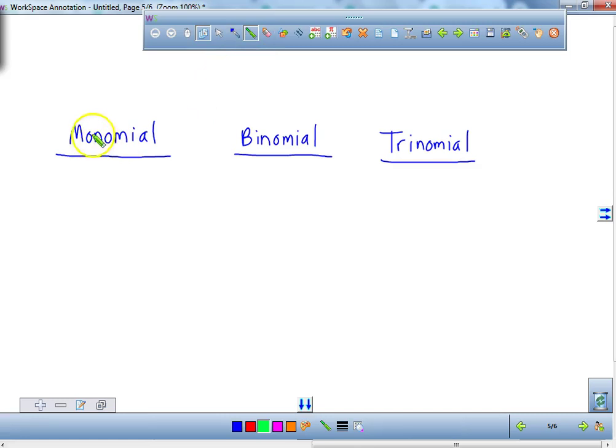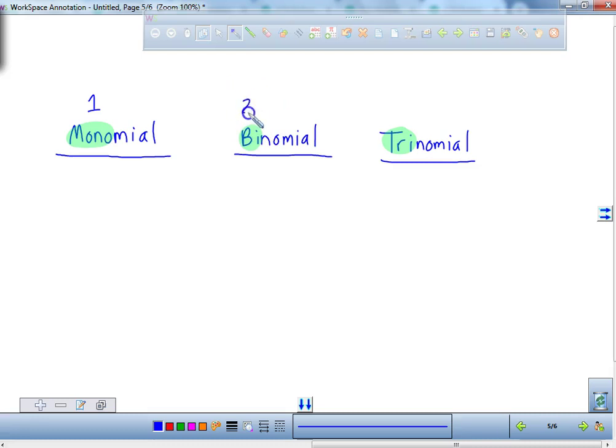Now, a monomial, I want you right here. I'm going to highlight the word mono, then bi, then tri. When you think of mono, what do you think of? What number? 1. What about bi? 2. What about tri? 3. So monomials have one term. A monomial is something that has one term. Binomial has 2 terms. And trinomials have 3 terms.